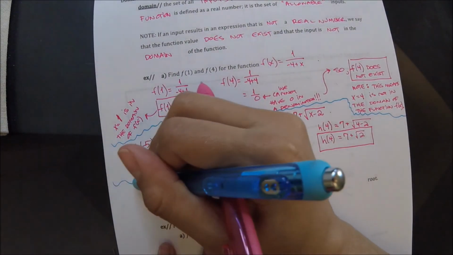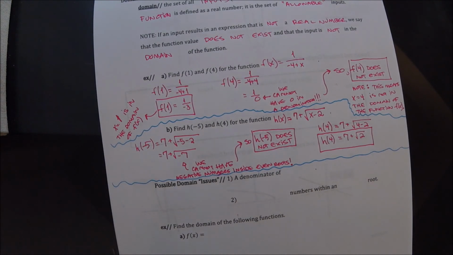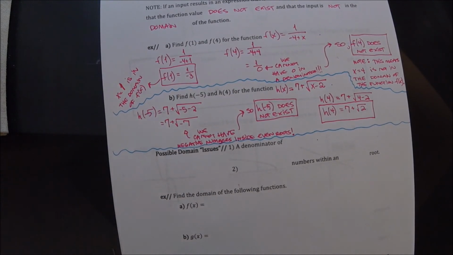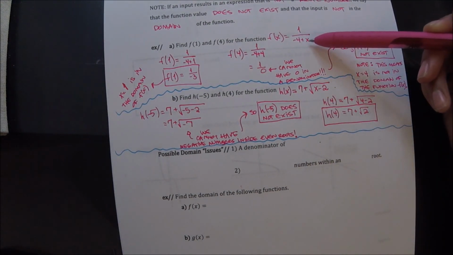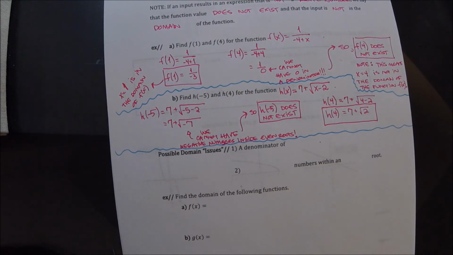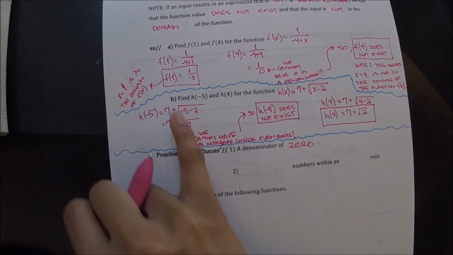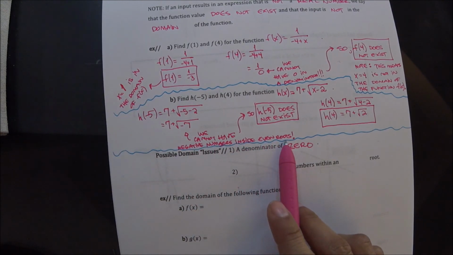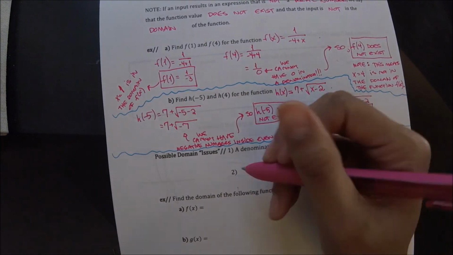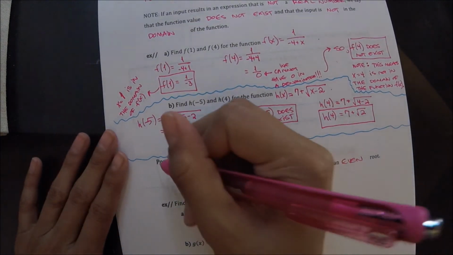The last two examples that we just did exemplify the two possible domain issues that we can come across. In part A, the reason we had an issue is because of the denominator. We know that the number 0 is not allowed in a denominator. So that's the first possible domain issue, having a denominator of 0. And then in part B, the issue that we came across is that we cannot have negative numbers inside even roots. That's not allowed. So that's what I'm going to write here. The other issue is negative numbers within an even root. We cannot have these.